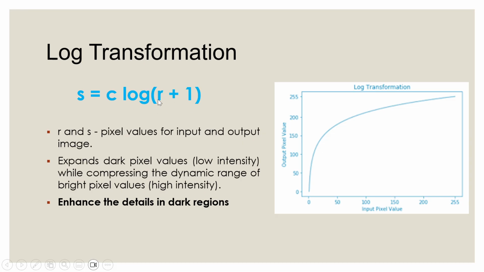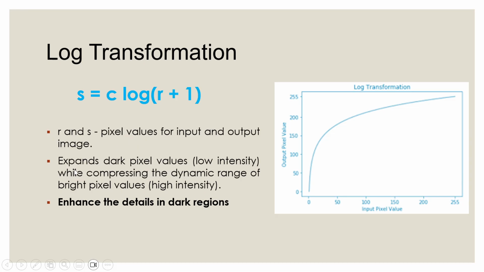We consider r plus 1 because if the value of r is 0, then the log value will be undefined. In order to avoid that, we add 1 to avoid the log 0 value. And c is called a constant which is multiplied to get the transformation.